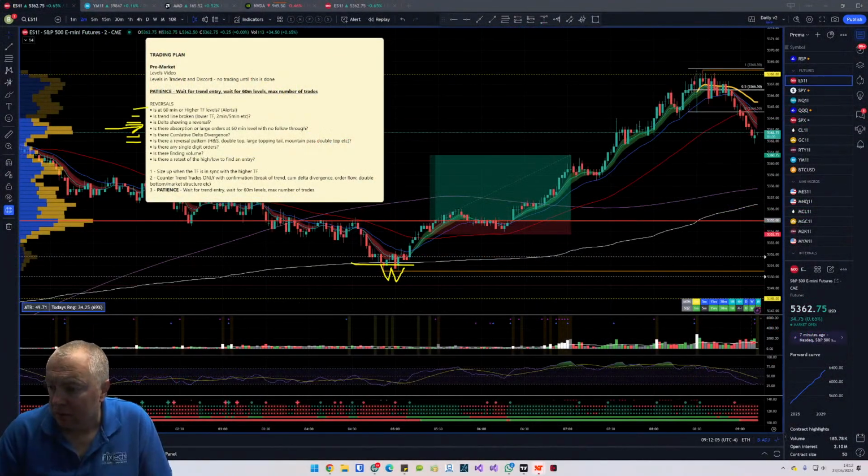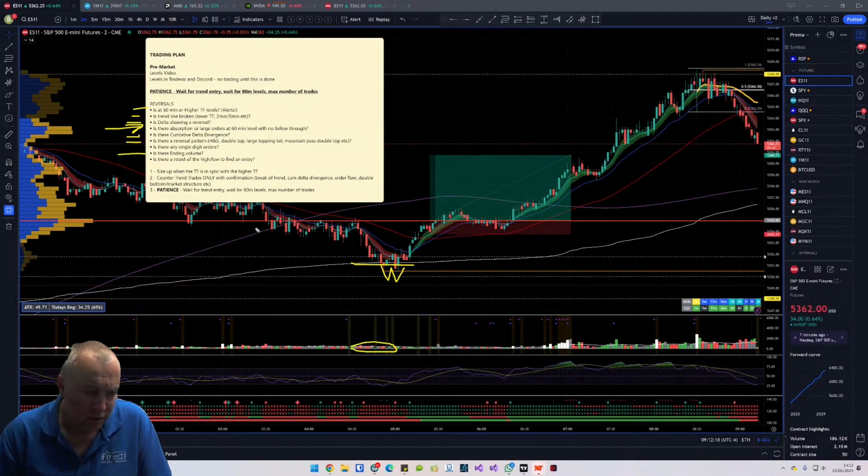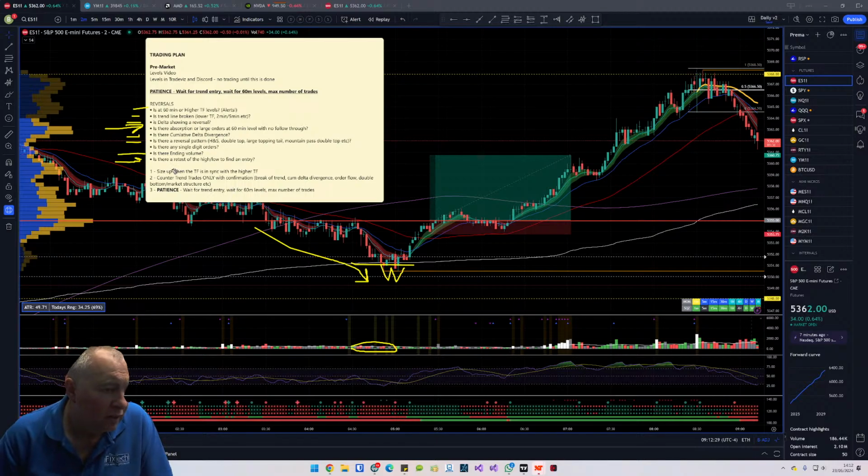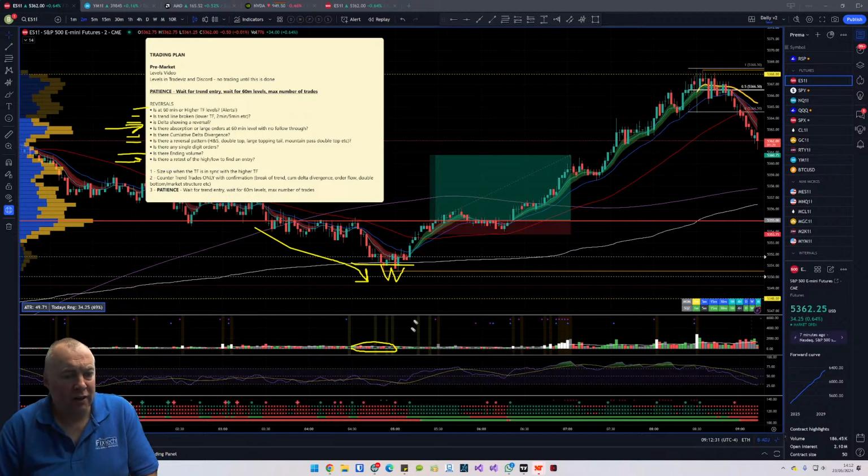And then going back to my checklist, we could say there was absorption, but there wasn't really any ending volume. You can just about see it's average volume, but I think that's because we were just selling off slowly and absorbing any orders down there. And then basically it's a market exhaustion. And then the retest of the high is a retest of the high low to find an entry.